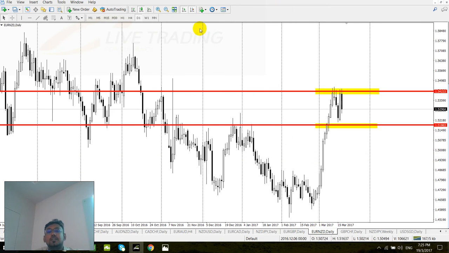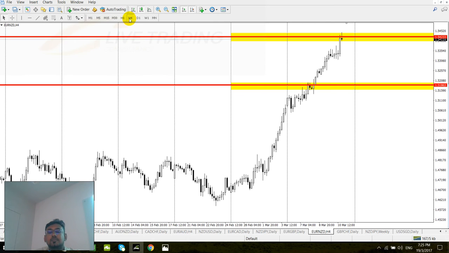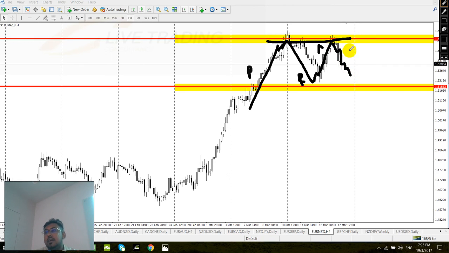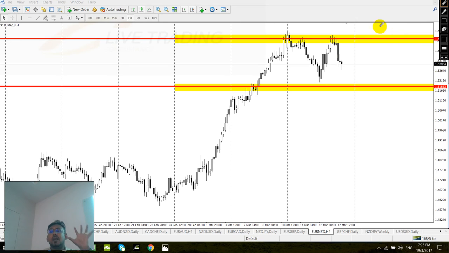Euro New Zealand dollar. Euro New Zealand dollar is stuck in a range over here. Can you see the market tries to penetrate, fails, tries to penetrate, fails, penetrates, market retests, penetrates, retests. It tried to advance but failed. There's a limitation over here. So the market is bleeding here. So what I'll do is I'll just stay out of the market. I'll wait until the market penetrates down.